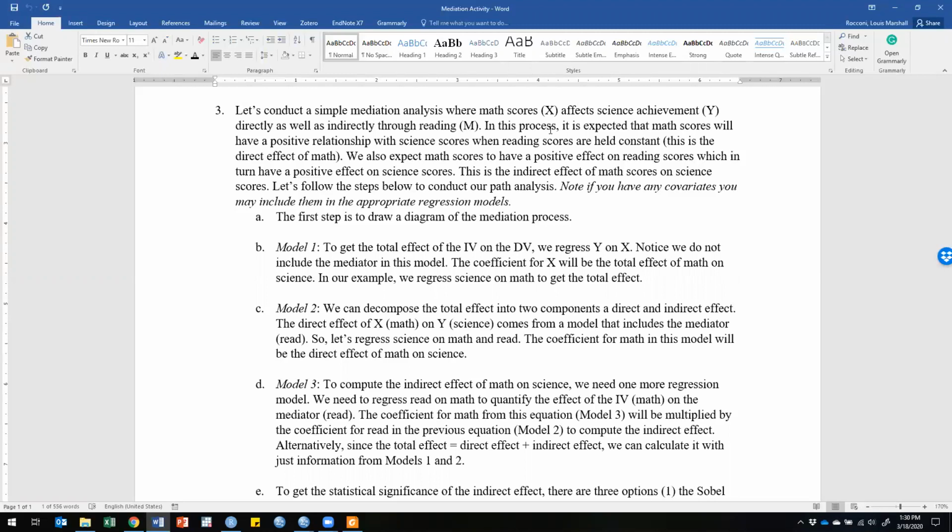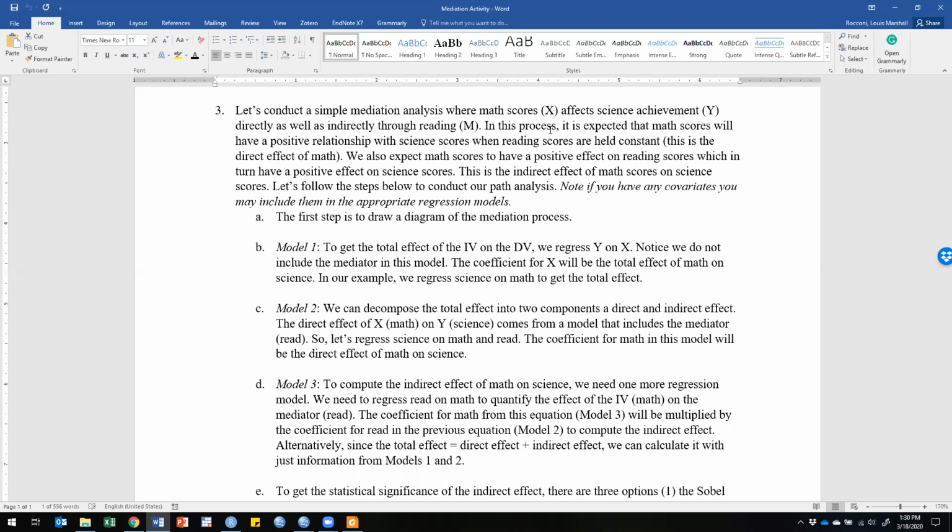That's just our standard OLS regression where we would enter both math and reading scores in the model. So we would regress science on math and reading. That would give us the direct effect of math on science scores controlling for reading scores.